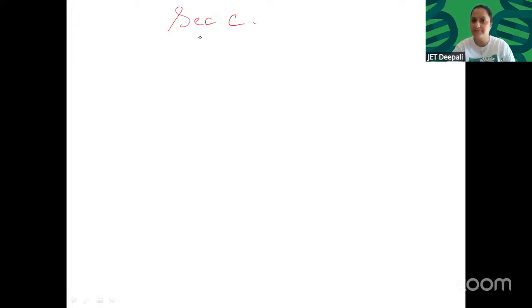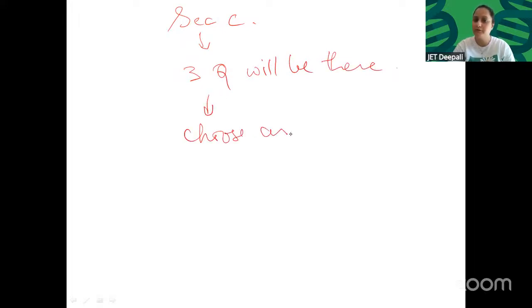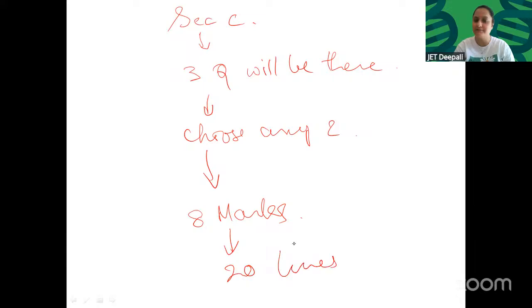Section C. What is there? Remember, 3 questions will be there. Choose any two, the best two you know. Marks, 8 marks. You can extend your answer up to 20 lines. Or if I say in pages, confine your answer in 3 pages along with the diagram. Okay? So this is about section C.